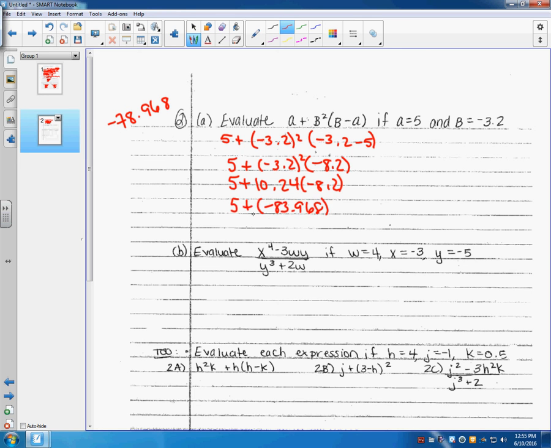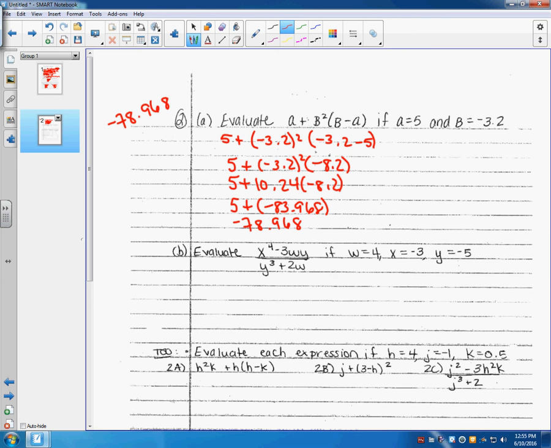83.968. But typically a plus and a minus is a little bit weird. I probably would have just made that a minus sign, but since you're going to put it in your calculator anyway, you could punch it in this way. And what's your final answer? Negative 78.968. Very good.